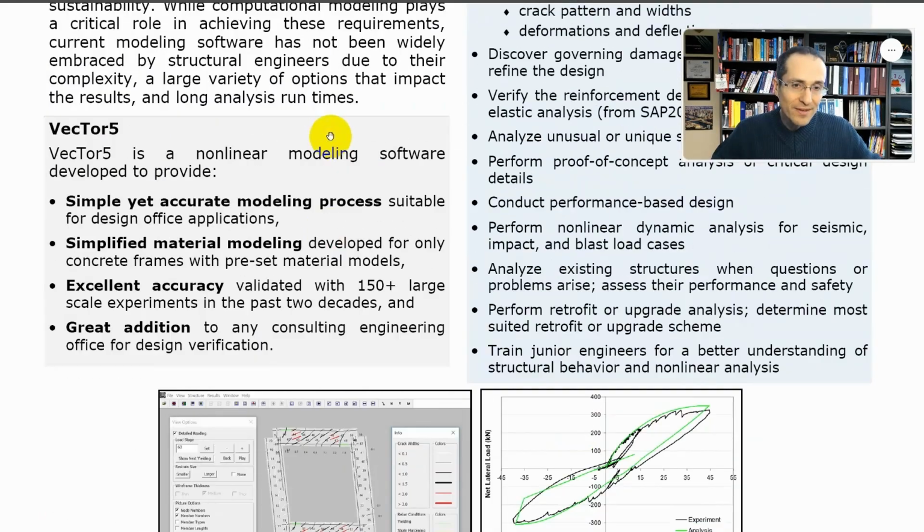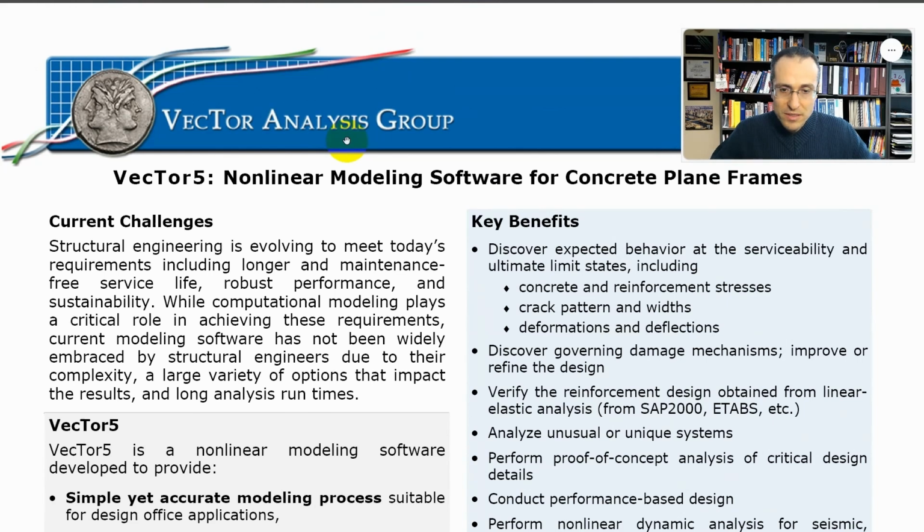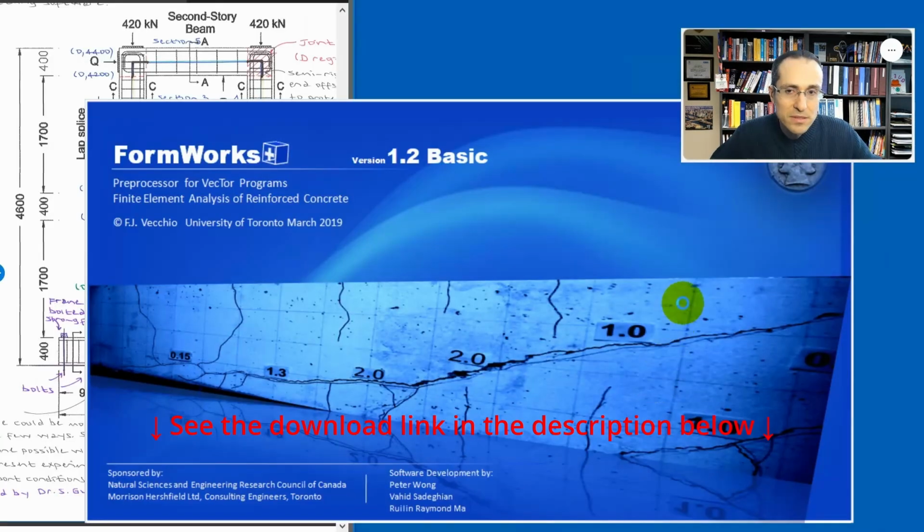In order to use VecTor5, we need to create a structural analysis model, for which we are going to be using FormWorks Plus. That would also come once you download the VecTor5 bundle. It would come with preprocessor FormWorks Plus, VecTor5, and postprocessor Janus, which we are going to be using to visualize the results. Let's start from scratch.